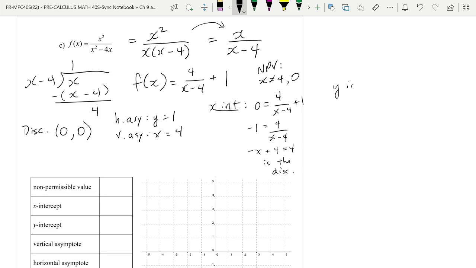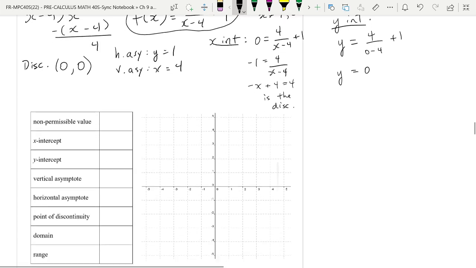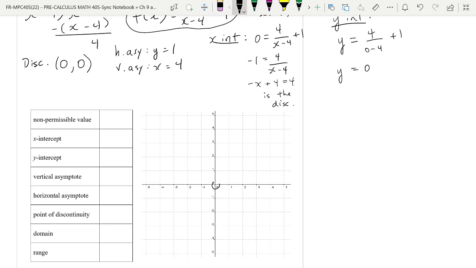Can I find a y-intercept? Let's find a y-intercept. Y-intercepts happen to this equation here when x is 0. And we kind of already know this too. This is also 0. So that's it. It goes through 0, 0. And it's a hole. That's all I know so far. And I know that at y is equal to 1, I have a horizontal asymptote. And at x equals 4, I have a vertical asymptote.